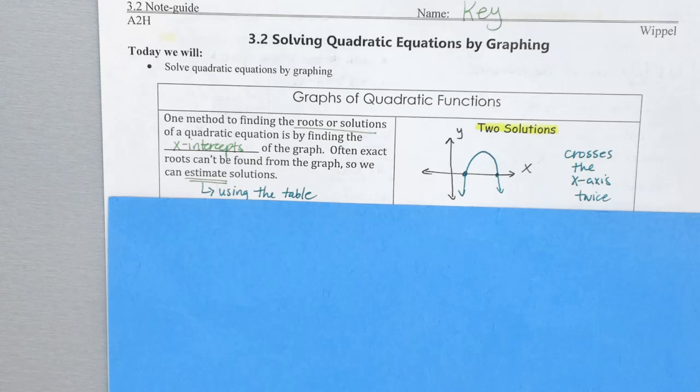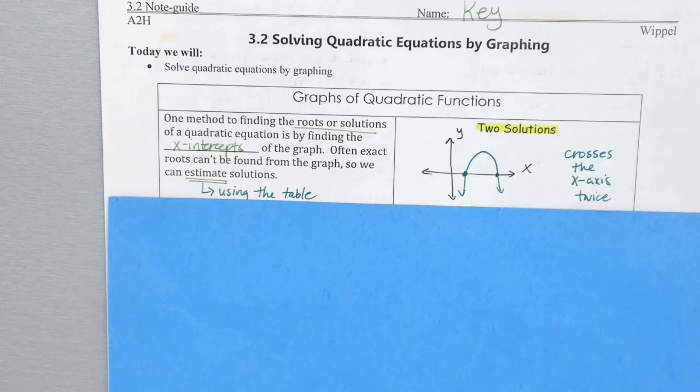All right, and then when you are finding the solutions, you can have two solutions, you can have one solution, or you can have no solution. For two solutions, that means the parabola is going to cross your x-axis twice. Okay, so we're going to draw an example of that.